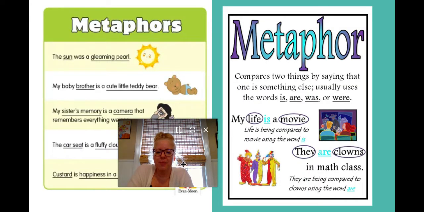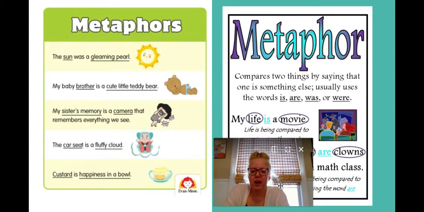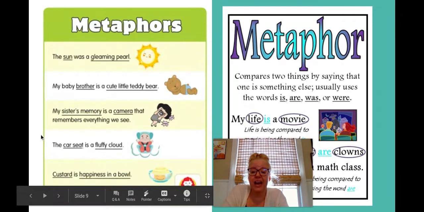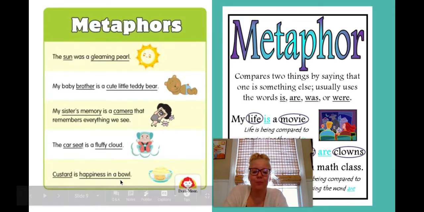And here are some other examples of metaphor. The sun was a gleaming pearl. My baby brother is a cute little teddy bear. My sister's memory is a camera that remembers everything we see. The car seat is a fluffy cloud. Custard is happiness in a bowl.